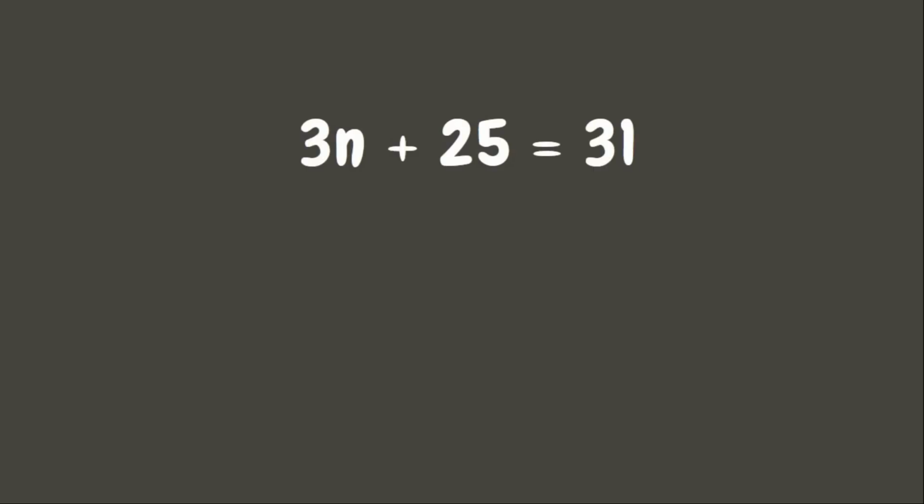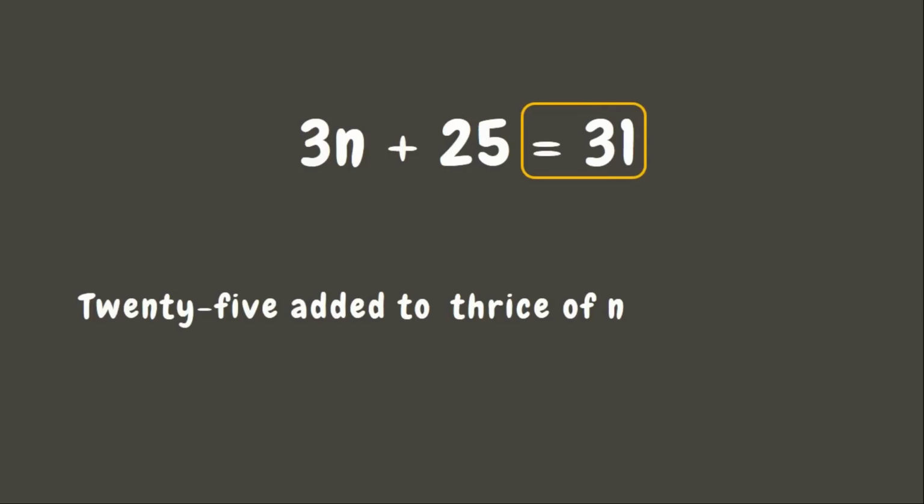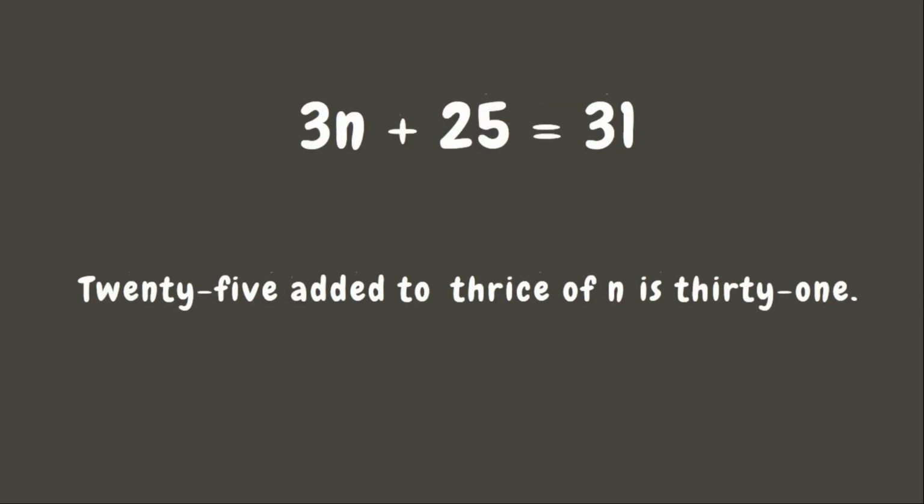Here we have 3n plus 25 equals 31. First, let's try to translate plus 25. We can translate this one as 25 added to. Next, we have 3n. This means that 3 times n. But we can also say thrice of n. And lastly, we have equals 31, which means is 31. So now we have 25 added to thrice of n is 31.